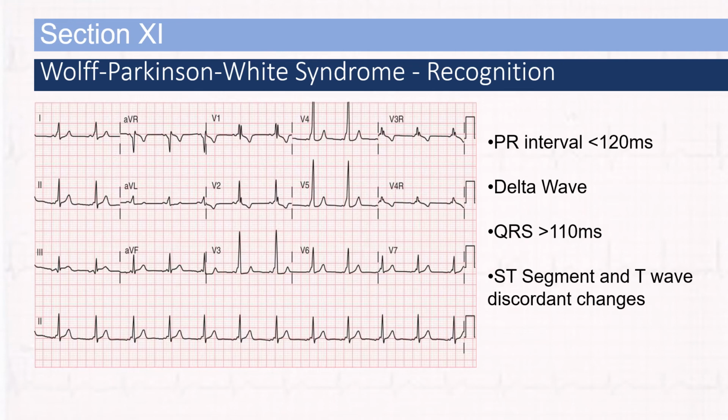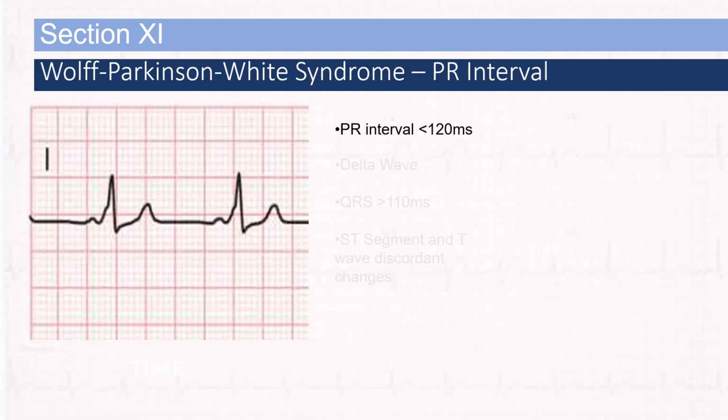WPW is recognized by looking at a 12 lead EKG and realizing that it has a PR interval less than 120 milliseconds, has a delta wave, a QRS greater than 110 milliseconds, and an ST segment and T wave discordant changes. And remember, discordant changes mean the total sum of the QRS is traveling in an opposite direction as the total sum of the T wave. PR interval would be less than 120 milliseconds.